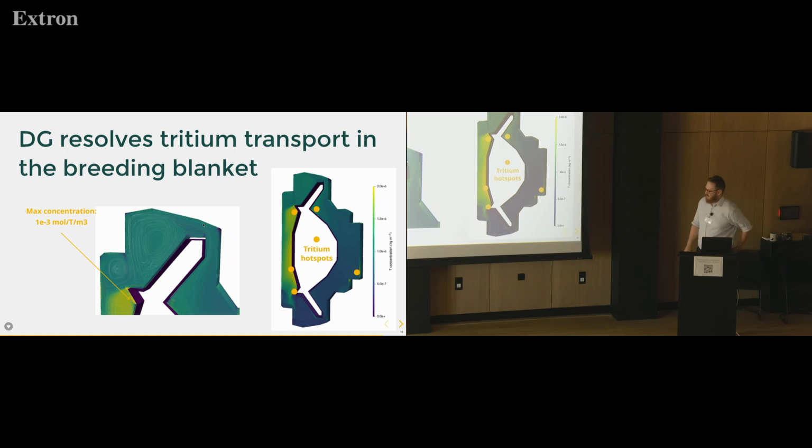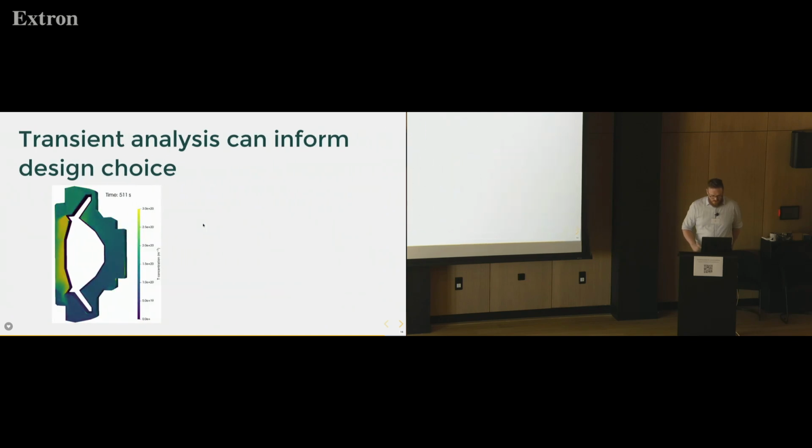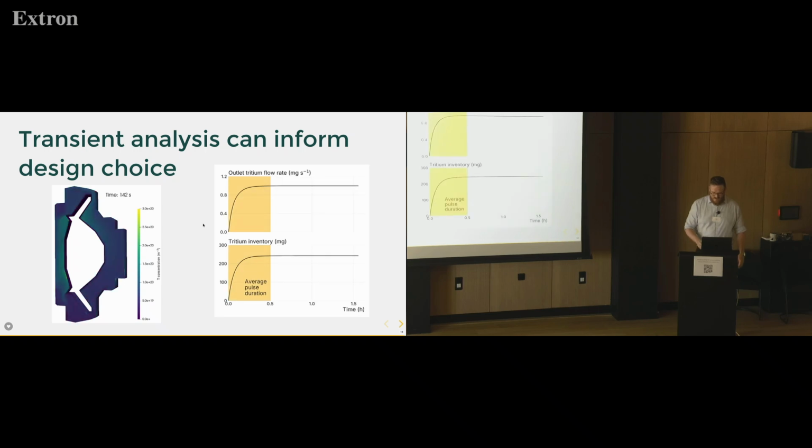And so from FESTIM, we can obtain values like the max concentrations here. We can also do some transient analysis to figure out how long it takes to get to a point of steady state. And we can also extract certain things like the amount of tritium that's being pulled out the outlet, as well as the total inventory.